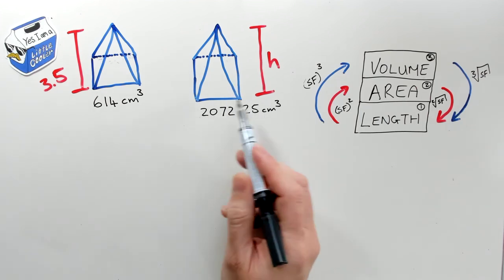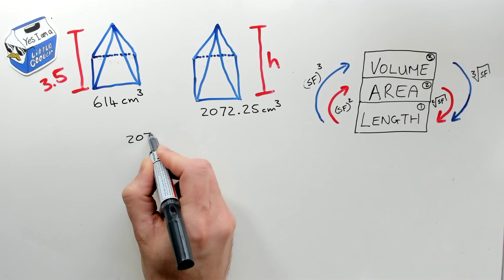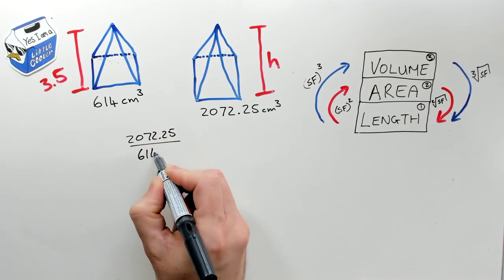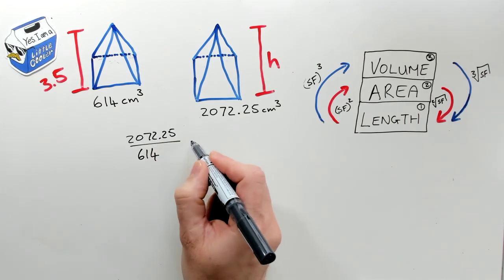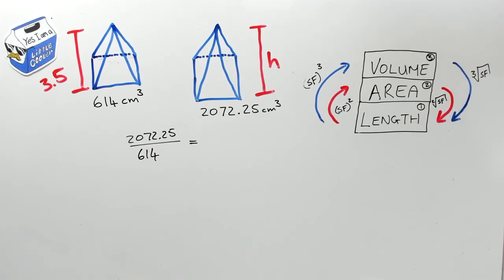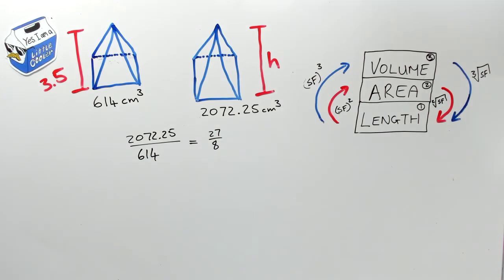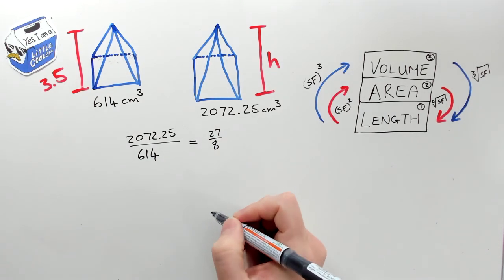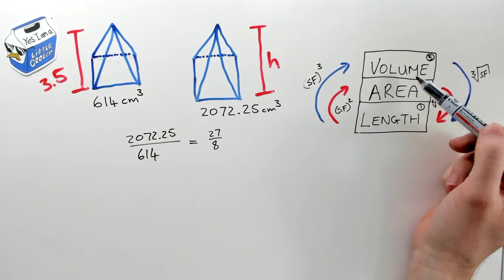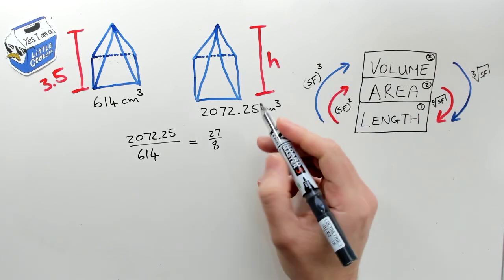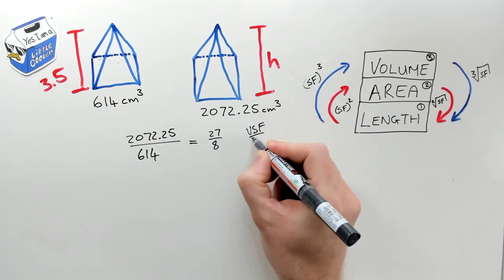So what I do is I'll just take the bigger number, which is 2072.25, and I'll divide it by the smaller number, 614. I can keep this in my calculator, but I think this does reduce to something nicer. Let me just see what happens here. Divided by 614, and then I get something like 27/8. Very convenient. So now this is the scale factor for volume. So this is my volume scale factor, which I should remember.